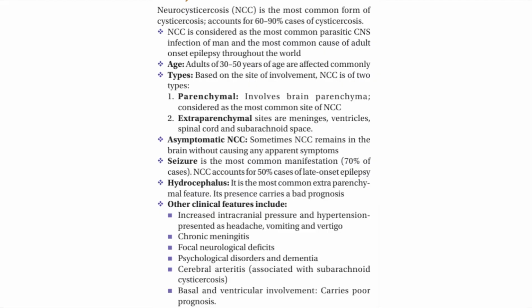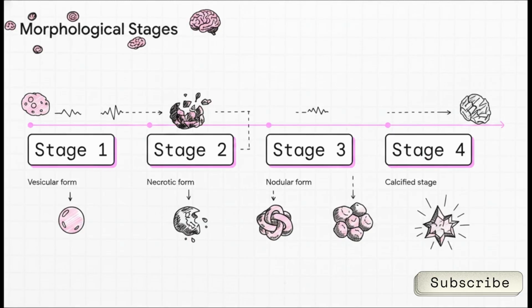Now, if the cyst is extraparenchymal, the most common feature is hydrocephalus, which really carries a poor prognosis. You might also see signs of increased intracranial pressure, like headaches and vomiting, along with focal neurological deficits or even dementia. As these cysts live and eventually die inside the brain, they go through 4 very distinct morphological stages.